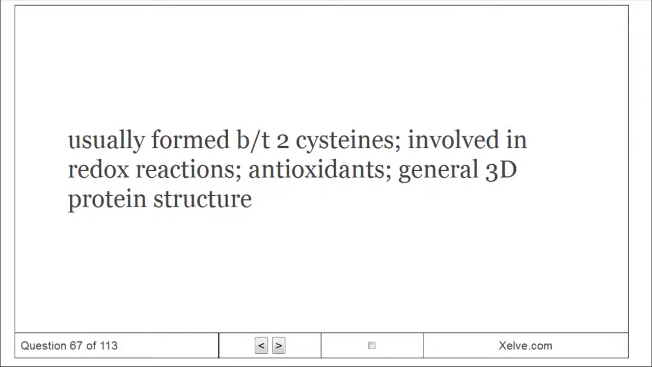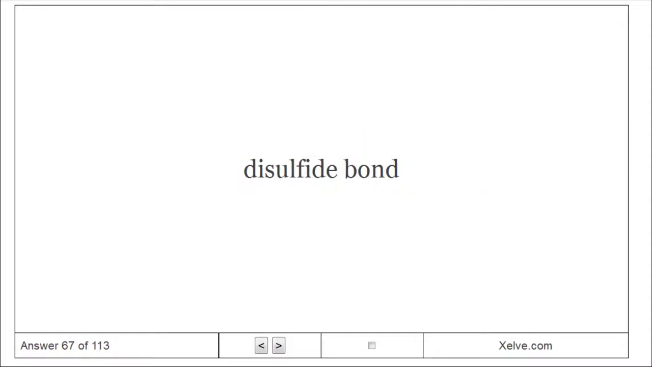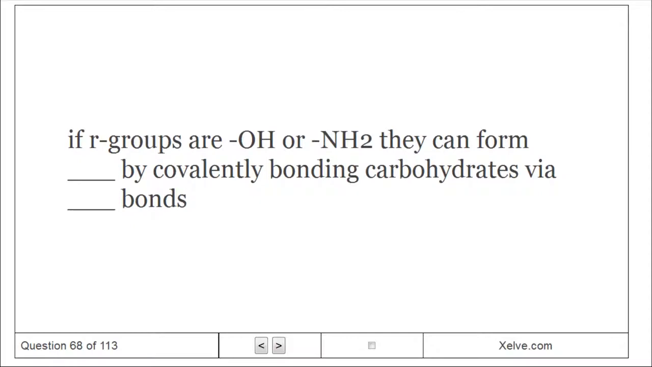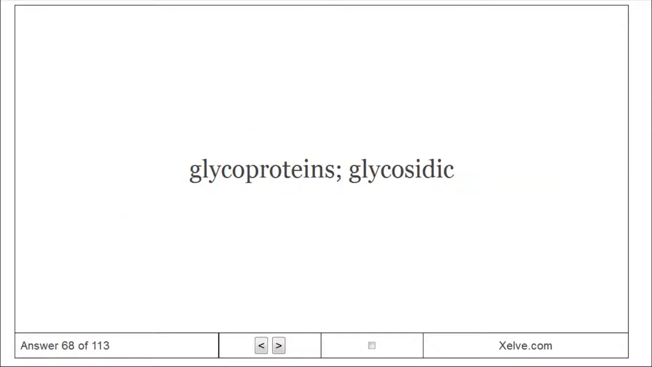Usually formed between 2 cysteines, involved in redox reactions, antioxidants, and general 3D protein structure. Disulfide bond. If R groups are OH or NH2 they can form covalent bonds with carbohydrates via glycosidic bonds. Glycoproteins, glycosidic.